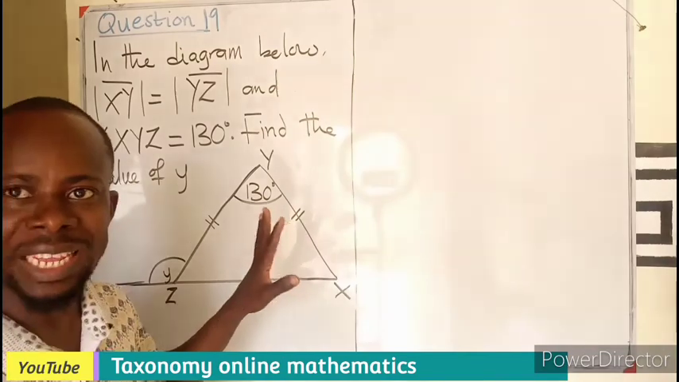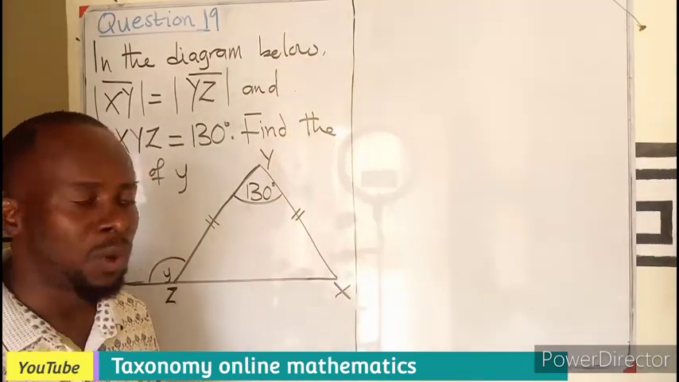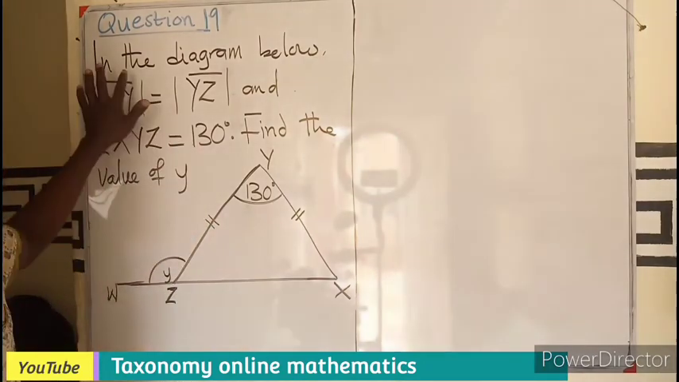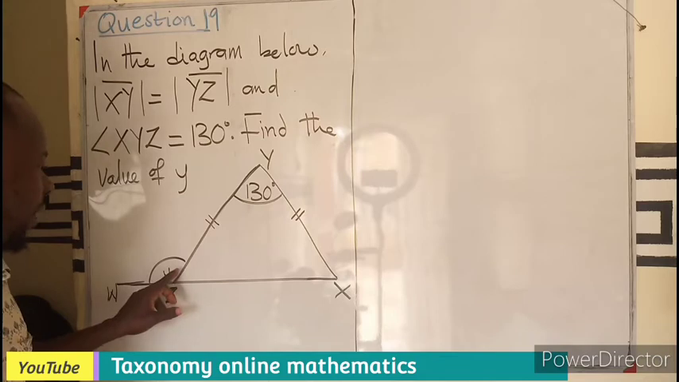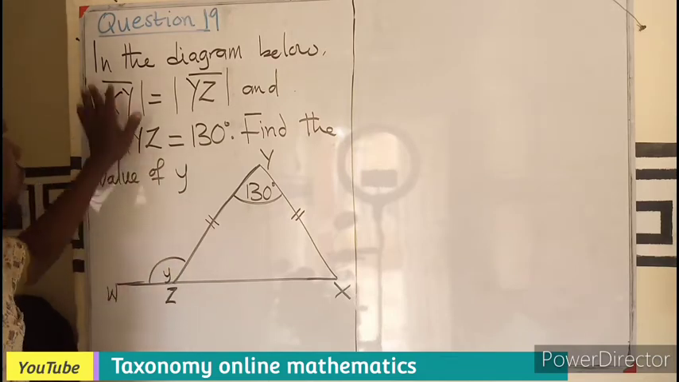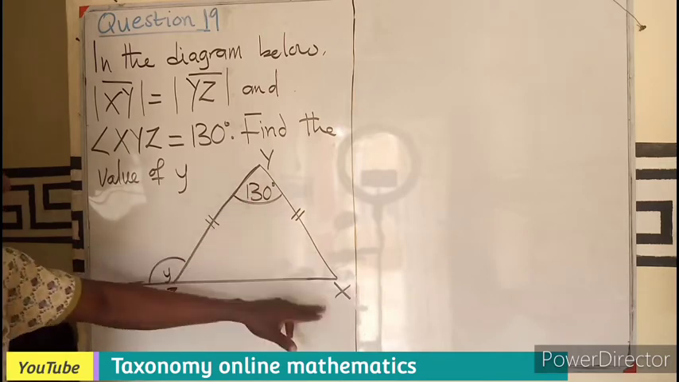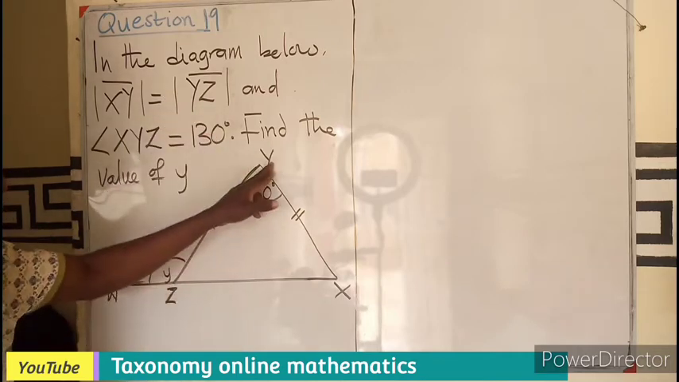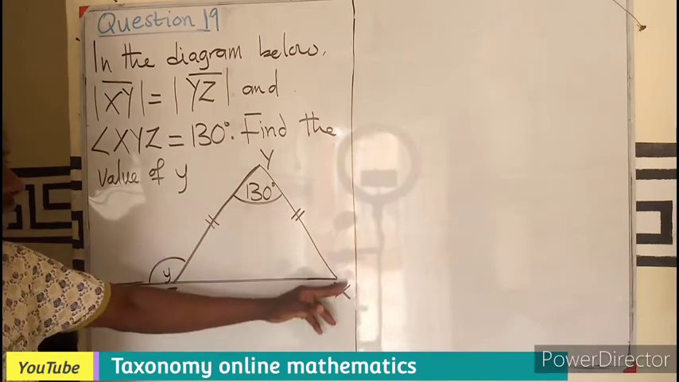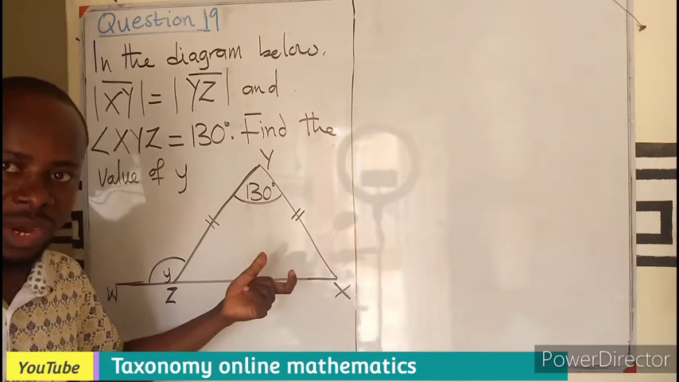We are on question 19 of June this year, June WASSCE question. We are to find the value of y, which is this angle. So in the diagram below, the length of XY is equal to the length of YZ. So that makes this triangle XYZ an isosceles triangle.